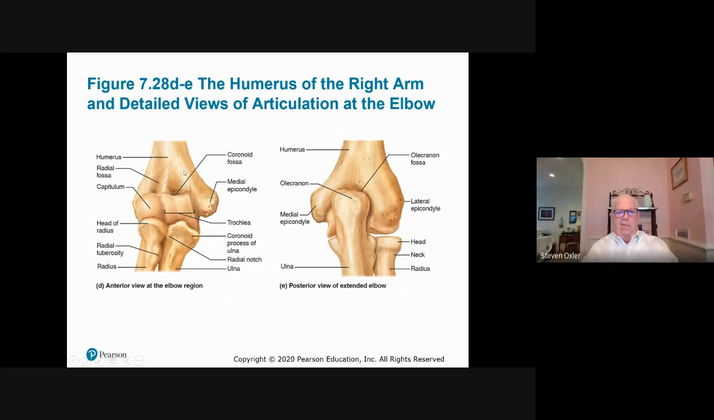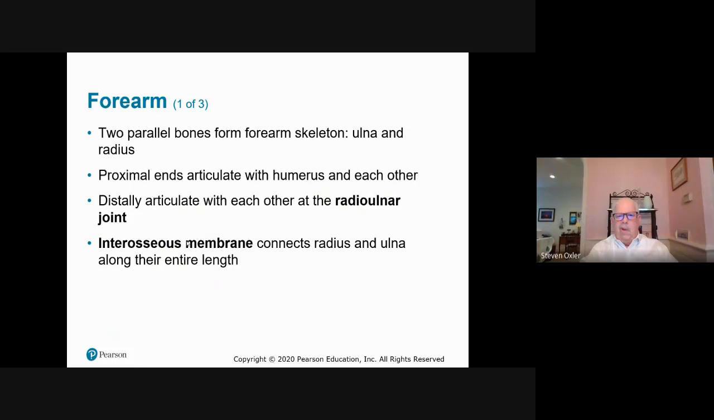The elbow. The elbow consists of the humerus superiorly and the radius and the ulna inferiorly. Okay? So the elbow is 3 bones, the humerus, the radius, and the ulna. And that's important. That's important. The forearm. The forearm consists of 2 bones, the ulna and the radius.